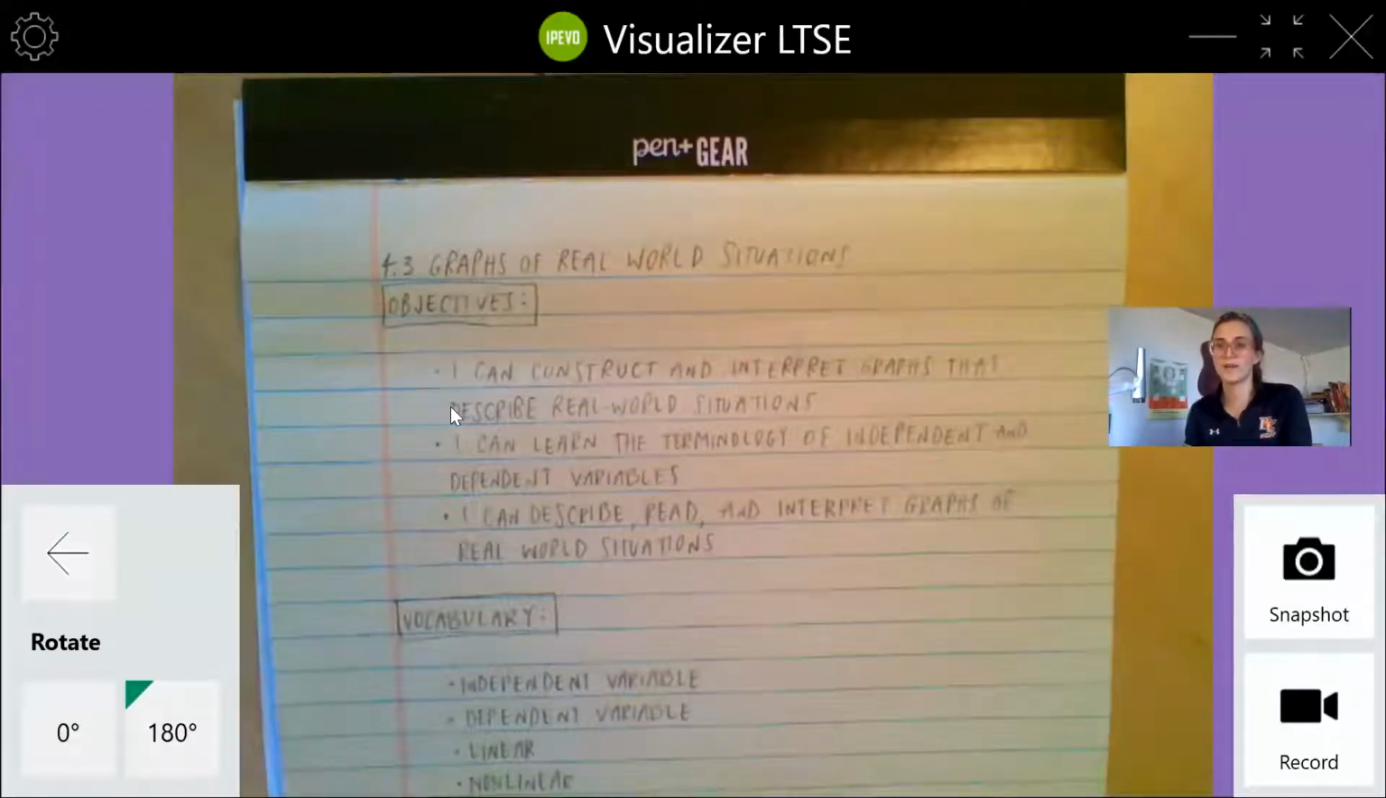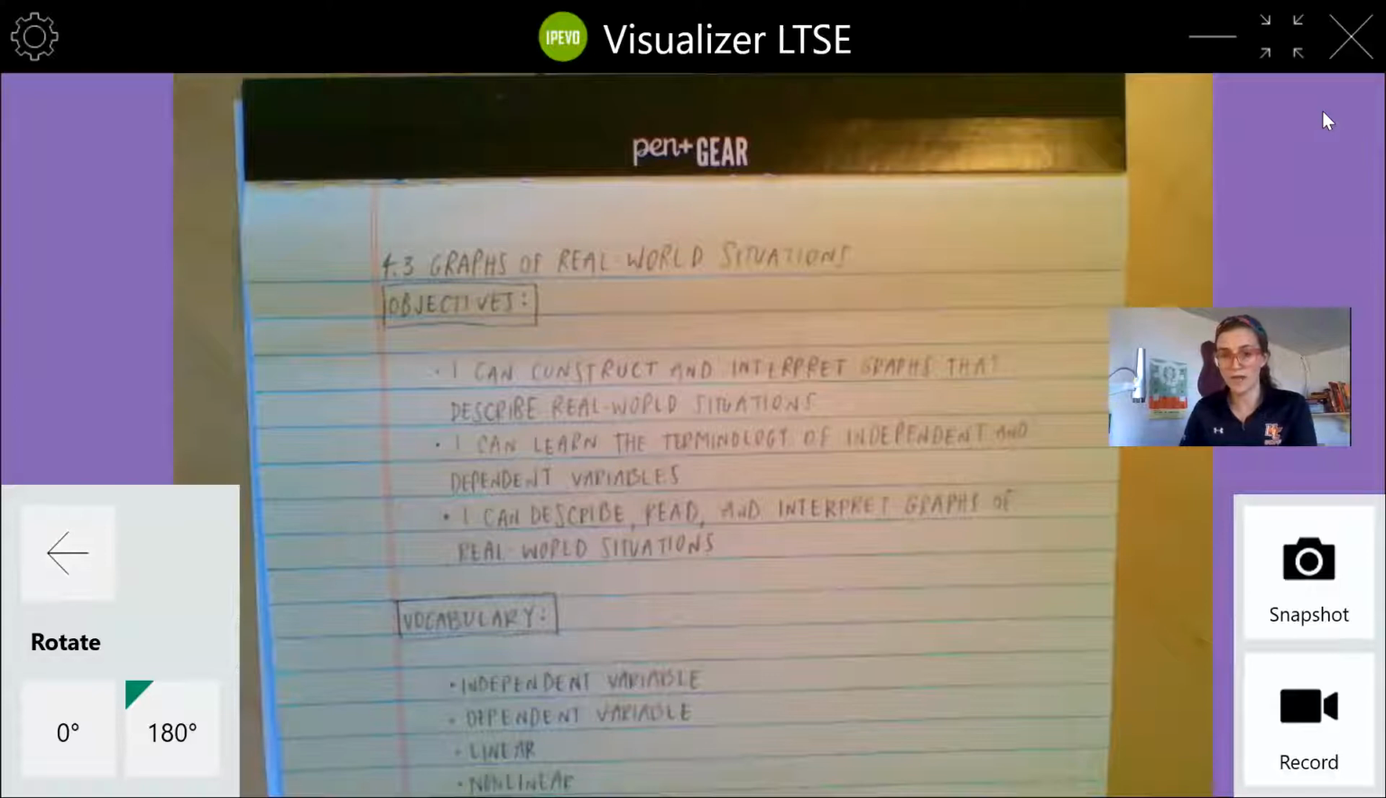All right, we're going to take a look at lesson 4.3. This is all about graphs of real-world situations. So we have three different objectives we're going to look at today. The first one is I can construct and interpret graphs that describe real-world situations. Second piece is I can learn the terminology of independent and dependent variables. And then our third objective is I can describe, read, and interpret graphs of real-world situations.